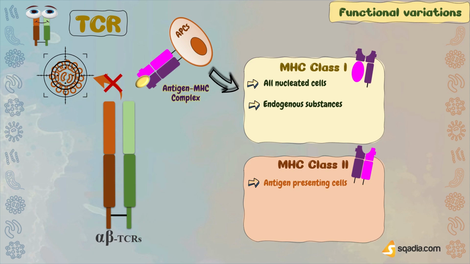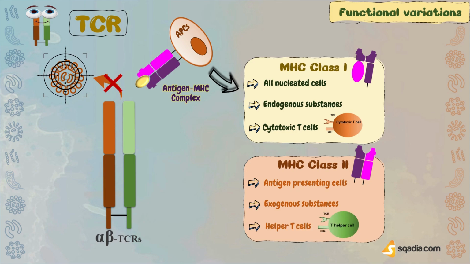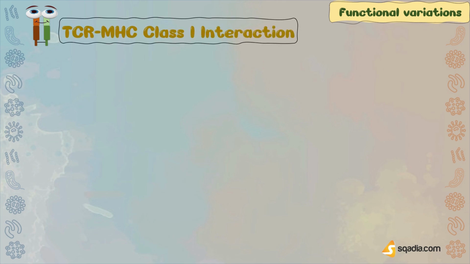MHC1 molecules interact with the endogenous substances. But MHC2 molecules interact with exogenous antigens or substances. And lastly, MHC1 molecules present antigen to cytotoxic T cells. But MHC2 molecules present them to the helper T cells. Let's have a brief look at the interactions of TCRs with that of particular class of MHC.